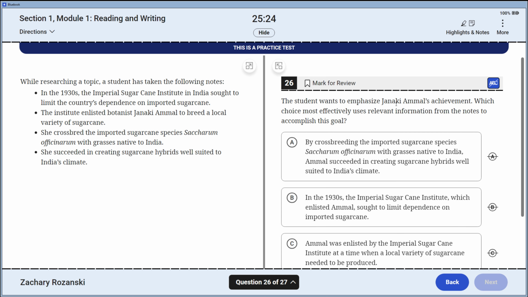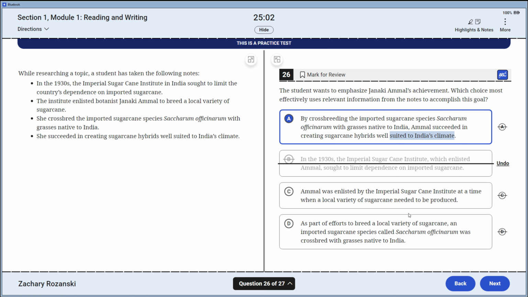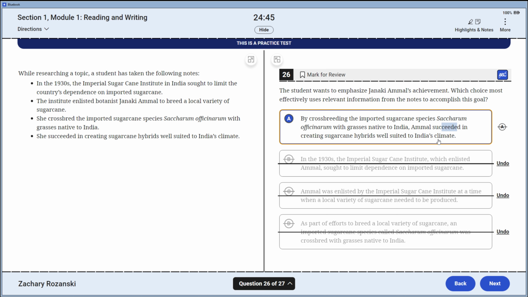25. Based on the text, we want to emphasize this person's achievement. By crossbreeding the imported turkey, this is what they did. The person succeeded. This is a good word to emphasize an achievement. I like that a lot. Well suited. I like succeeded and well suited. In the 1930s, the institute, which enlisted him, all sought to. This is a goal, but it doesn't really engage with the achievement portion of it that I want. He was enlisted by the place at the time. Needed. That's a need, but it doesn't speak to what they achieved. As part of efforts to breed, what they tried to do, an imported species was crossbred. This is what they did. But the achievement seems to be this. They made something that was well suited and they succeeded.